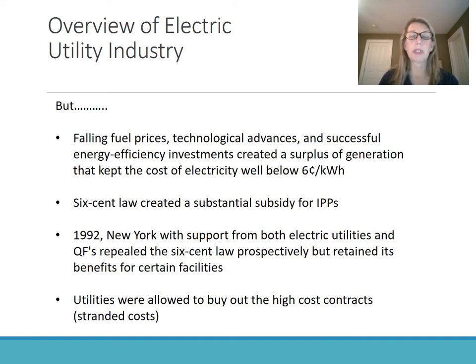So we were allowed to actually buy out these high cost contracts. We had to do a cost benefit analysis, as did the qualifying facility, as to whether it was more beneficial to buy out the contracts or continue the contracts. It had a lot to do with what the other parameters on the contracts were. So all the New York State utilities bought out a lot of these 6 cent contracts, which left us with a large payment, better known as stranded cost payments, that were due.